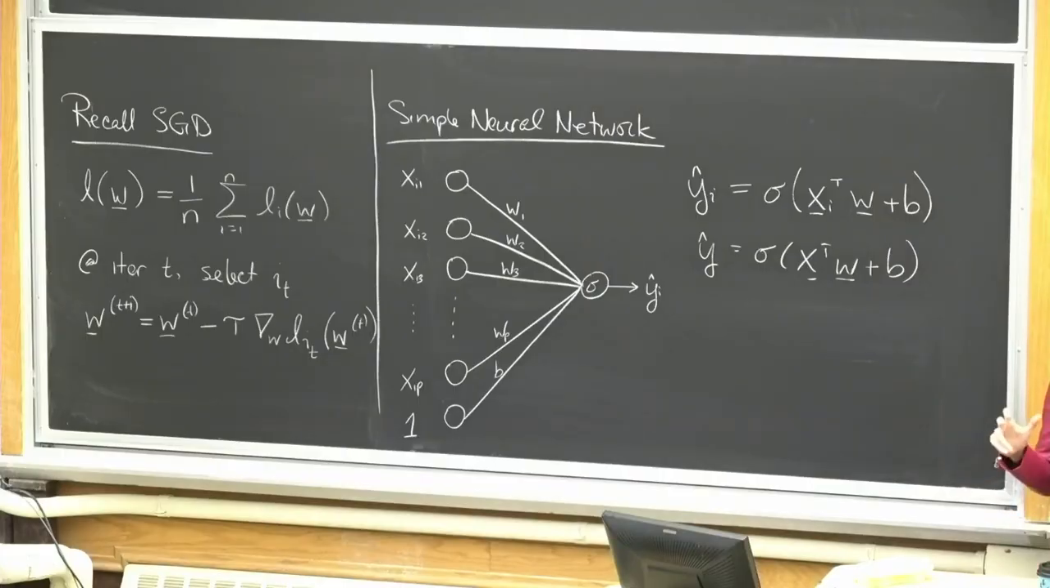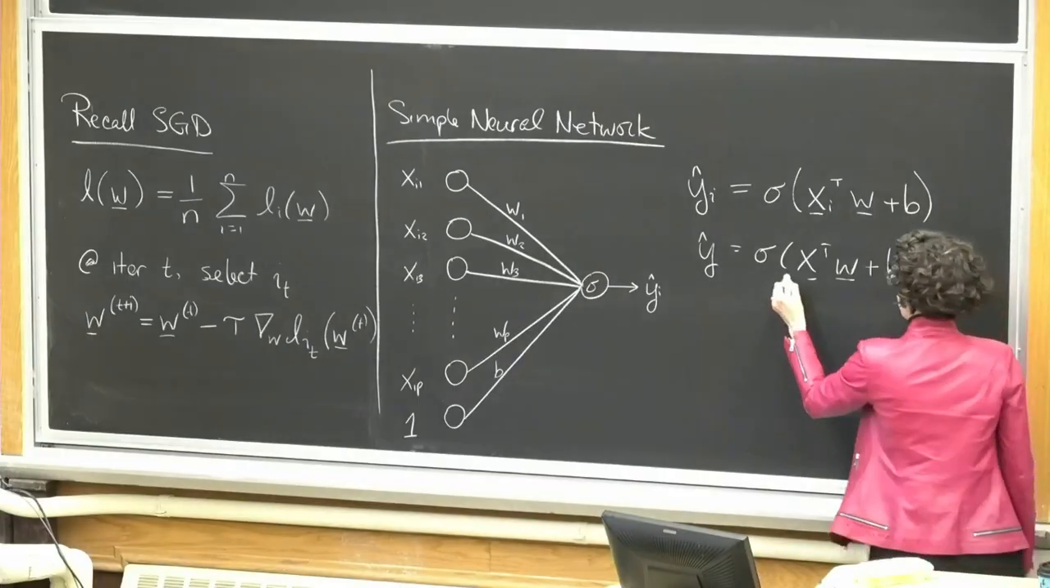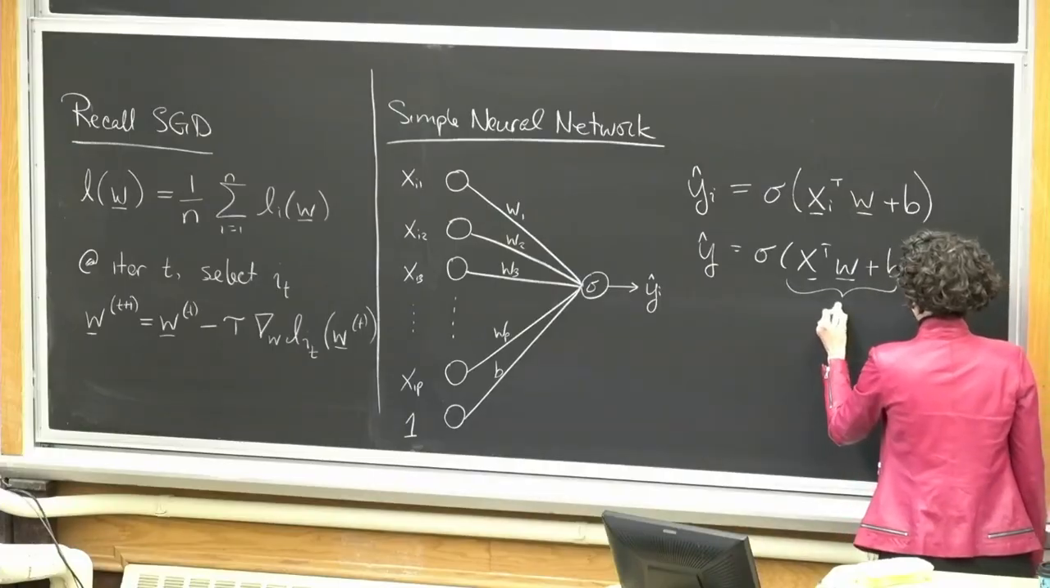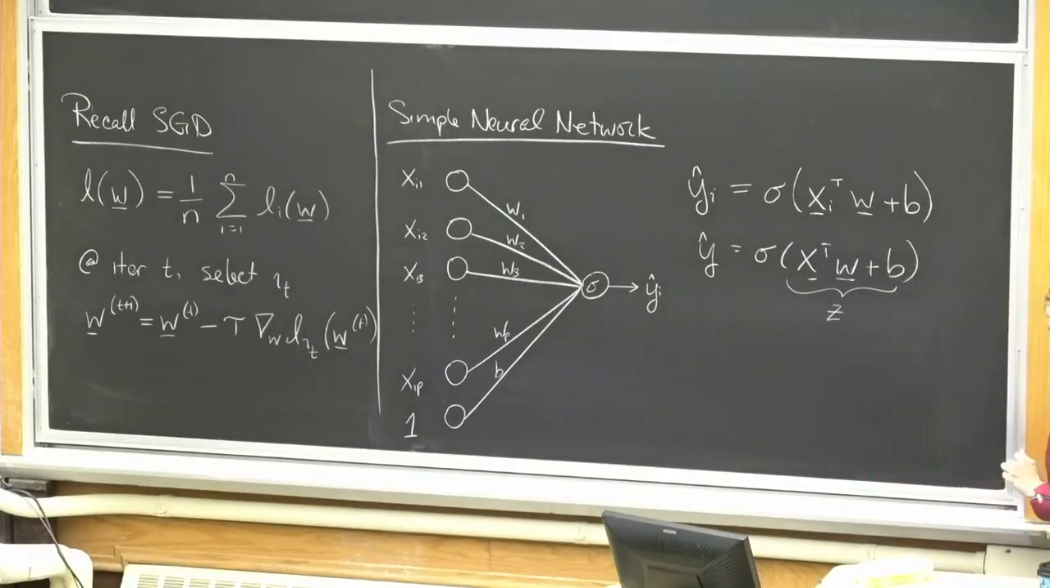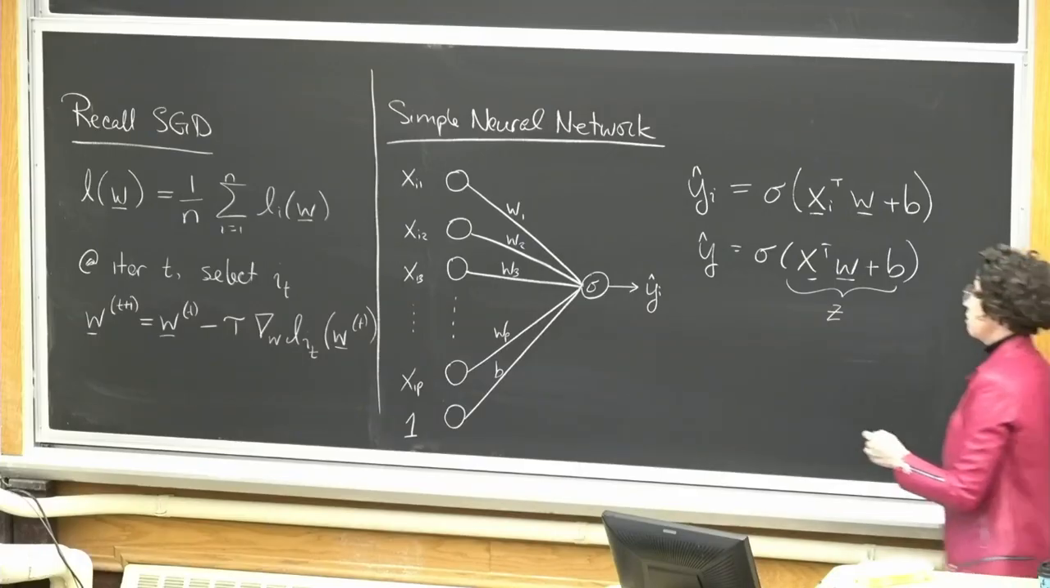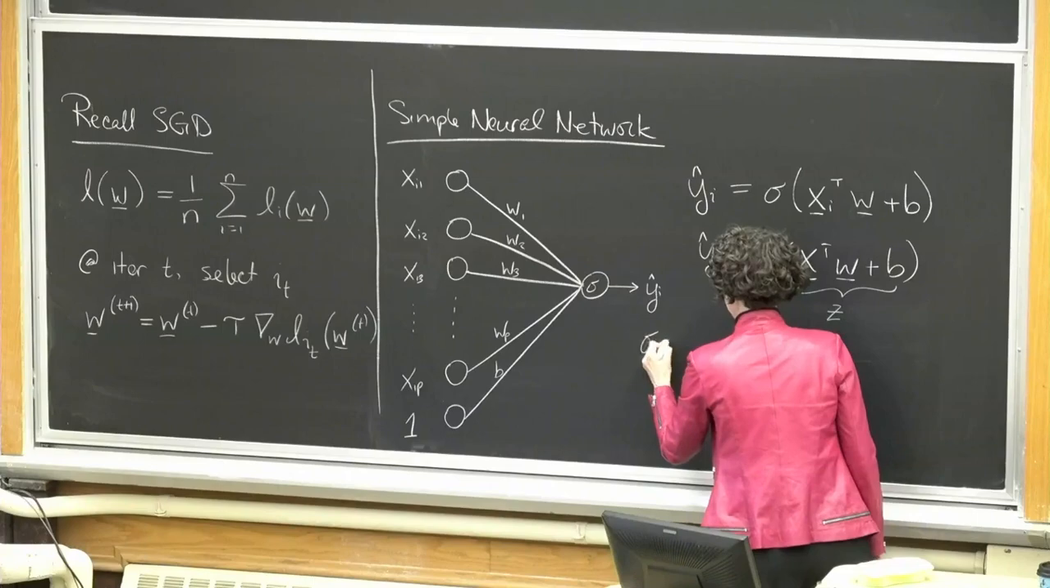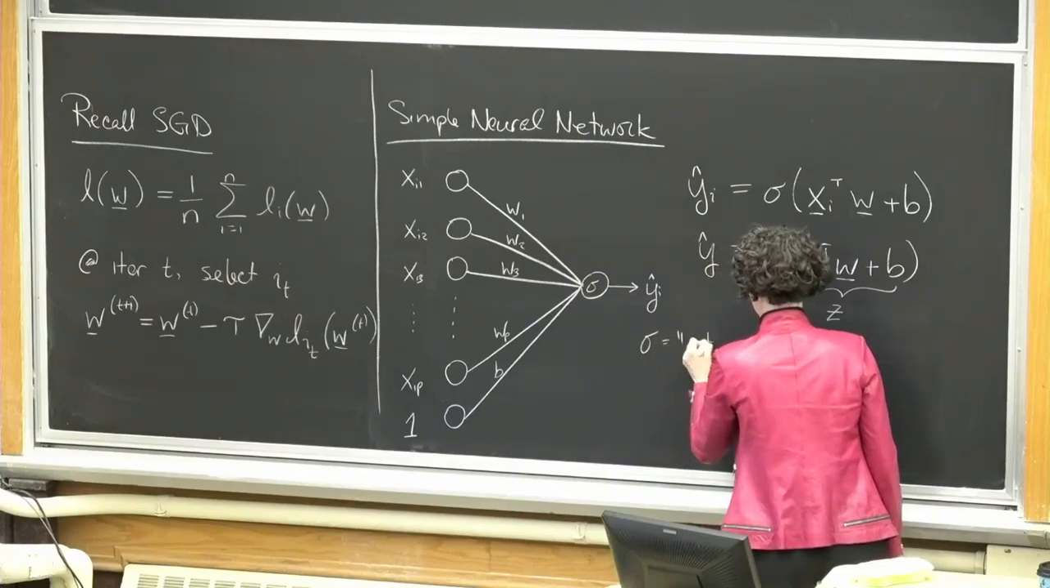And the sample i is going to be implied for the rest of this lecture. And I'm also right now going to call this thing inside the sigma z, just to give us a little bit of shorthand that'll help things out. And sigma is called an activation function.